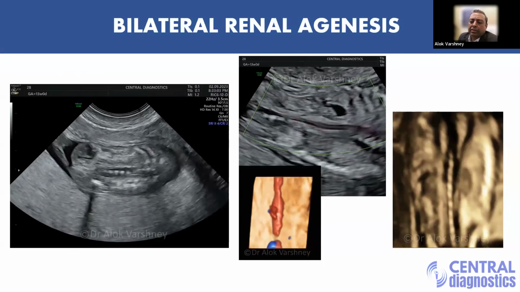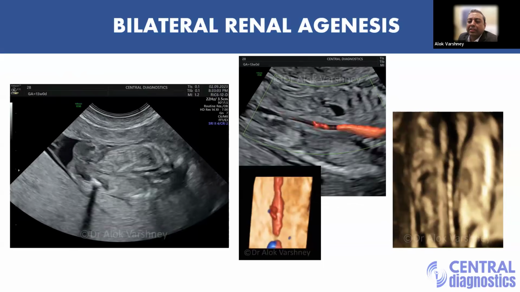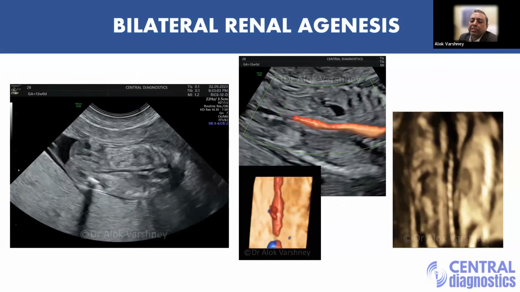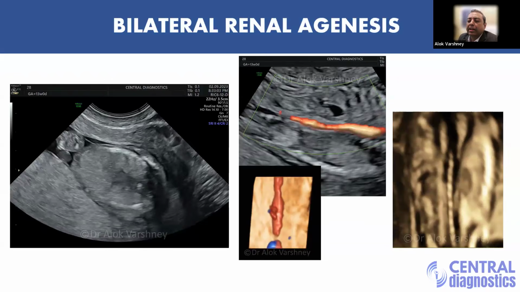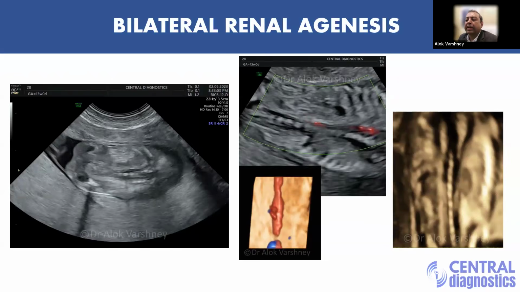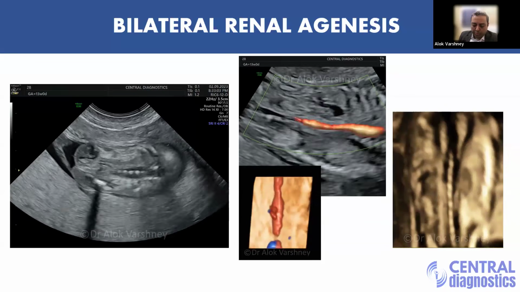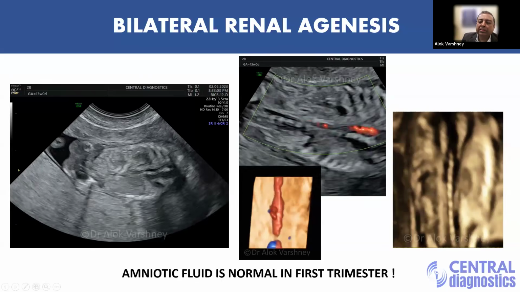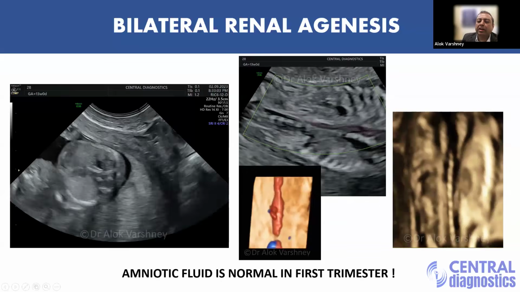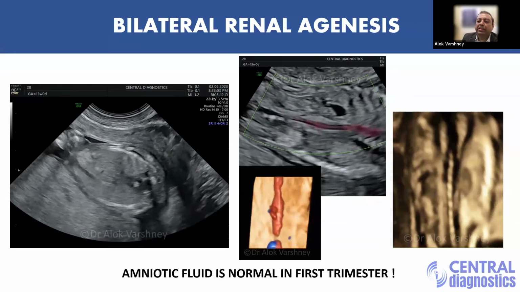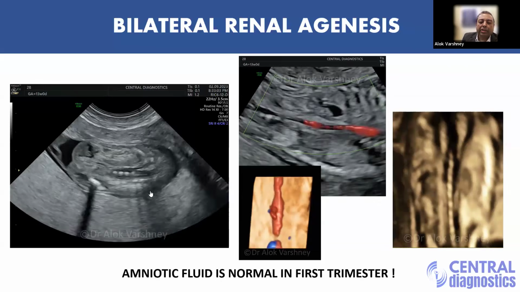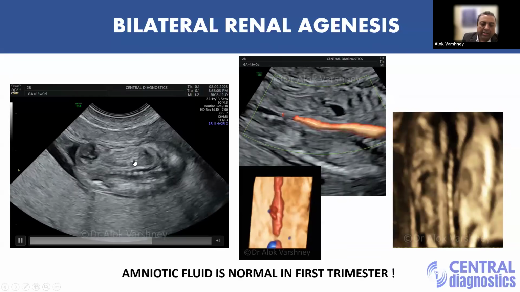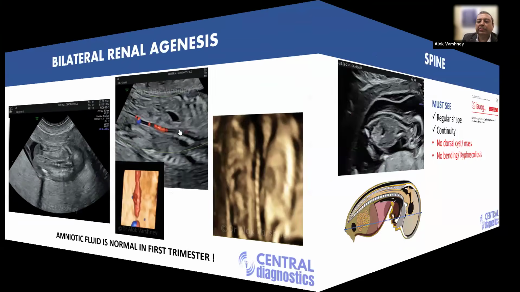So we called the patient back at 16 weeks, and by that time we could see the proper, typical signs: severe oligohydramnios, the kidneys were not visible, and then a final diagnosis of bilateral renal agenesis could be made. So remember that amniotic fluid is normal in the first trimester, because the kidneys start producing the majority of the amniotic fluid from 16 weeks onwards. So if we are paying attention to the kidneys, then we can perhaps pick up this kind of abnormality.